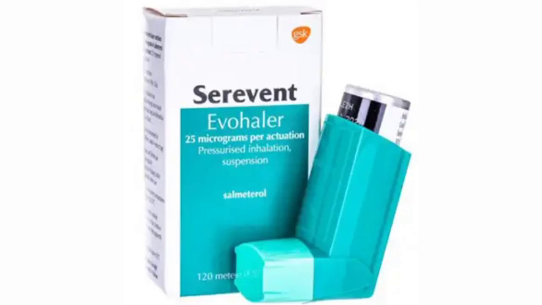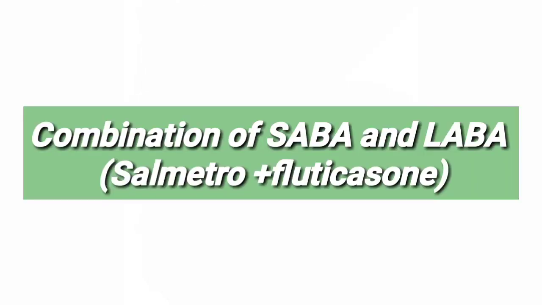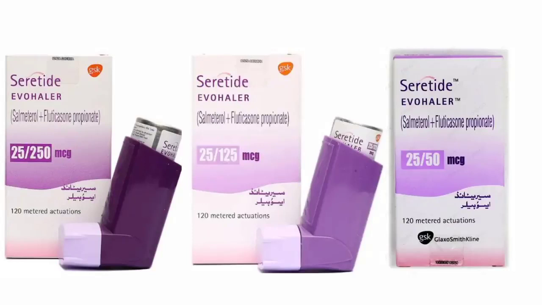Then the combination of steroid and LABA. As you know, if you go step up from step 4, 5, or 6, you have the combination of the steroid along with the LABA, because both of these will be used at that step. The most commonly available combination is salmeterol along with fluticasone. It comes under the name of Salmicort or Seretide Evohaler. In both of these the dose of salmeterol is fixed, that is 25 mcg BD.